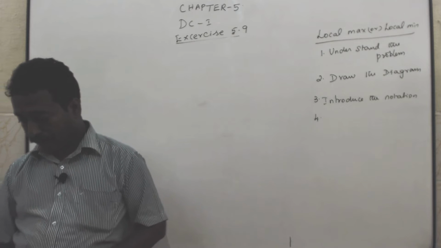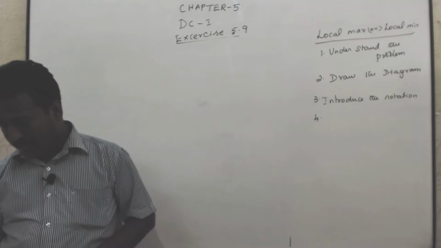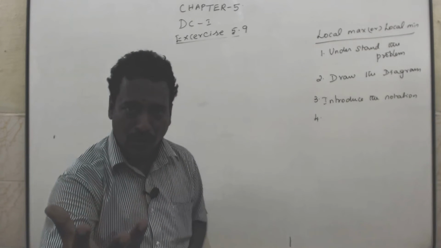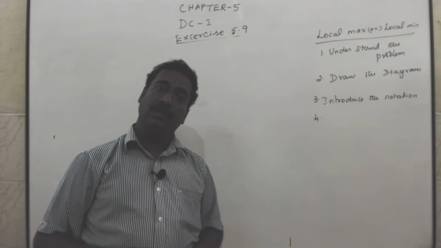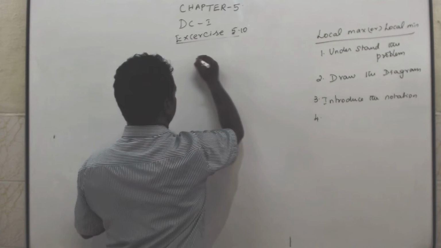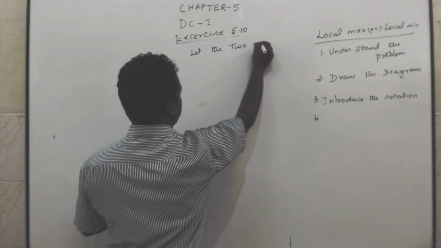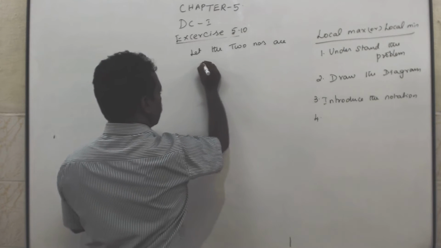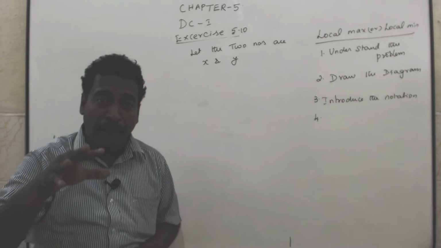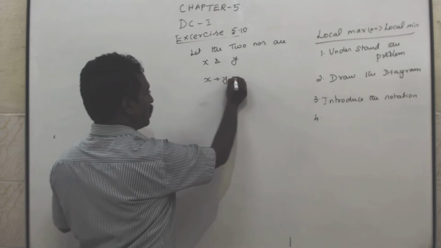Question number 3. Before 3, of sums 1 and 2, I will do 1. Find two numbers whose sum is 100, whose product is maximum. Look at the question: find the two numbers. We don't know the two numbers. The sum of the two numbers is 100. Let the two numbers be x and y. What is the first condition given? Whose sum is 100. X plus y equal to 100.